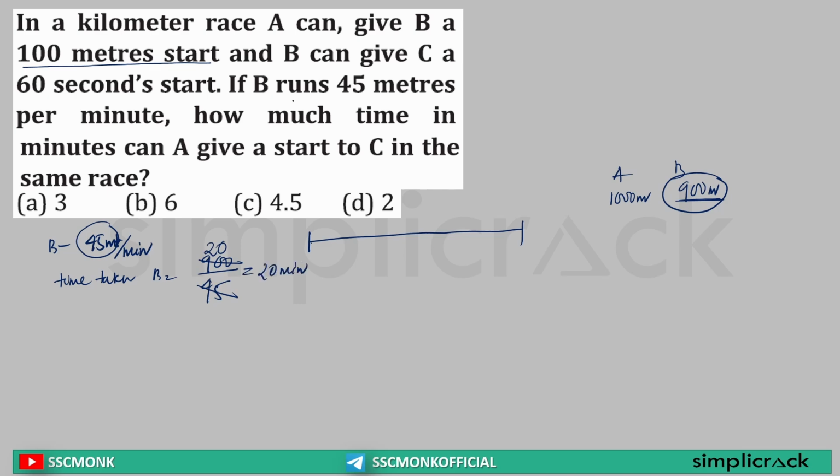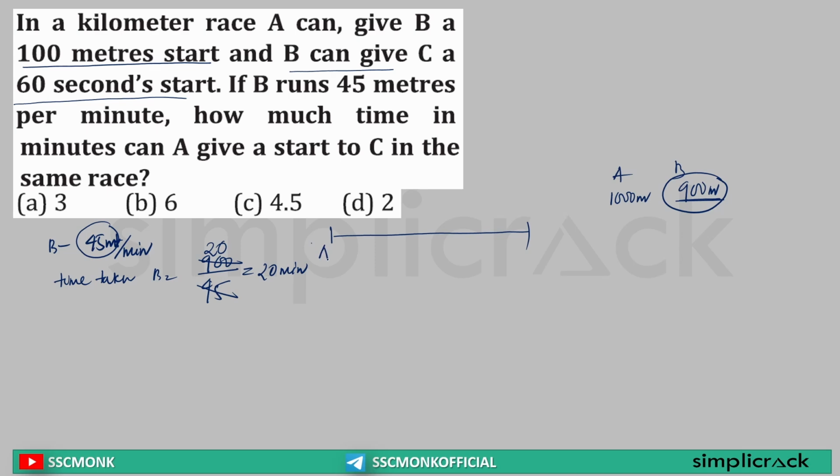Now, what is it saying? Sir, B can give C a 60-second start. Yes or no? Yes. Now, before I proceed with B and C, understand this.